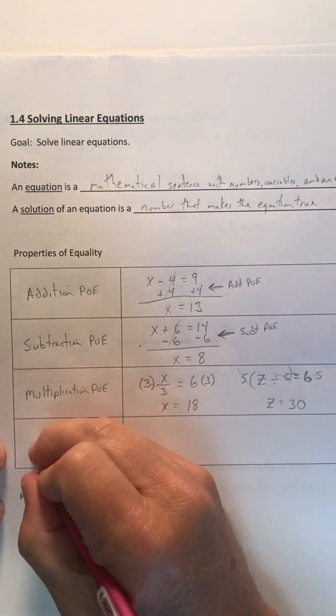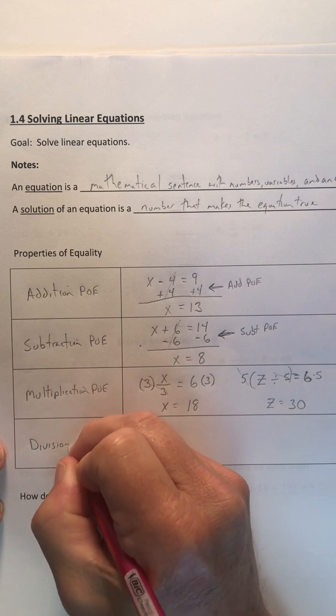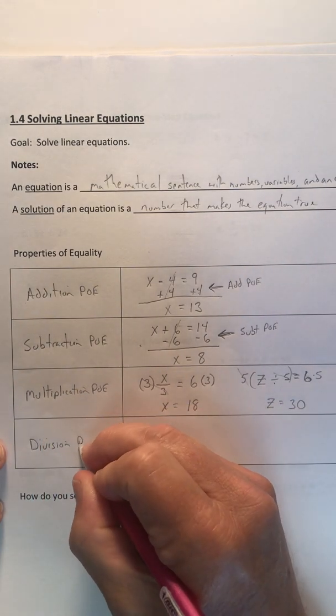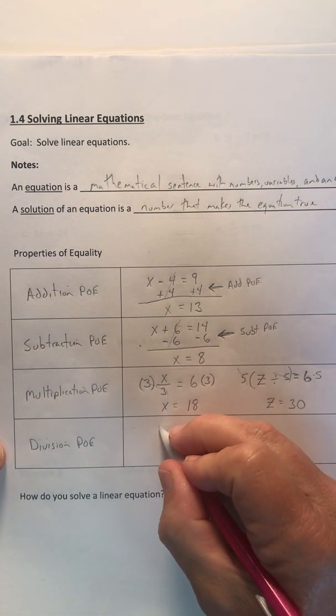Right? And then our last property we're going to get is the division property of equality. Okay, and the division property of equality we would use if we had something like this.